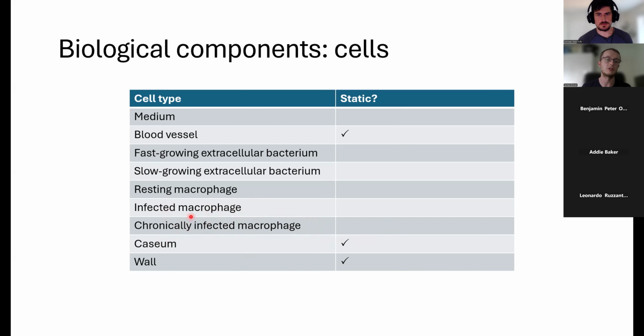Also, if either of these two just die naturally, they'll leave behind caseum, so this sort of dead tissue that we have frozen in place. And you'll also note this wall cell type as well. It may sound slightly odd.